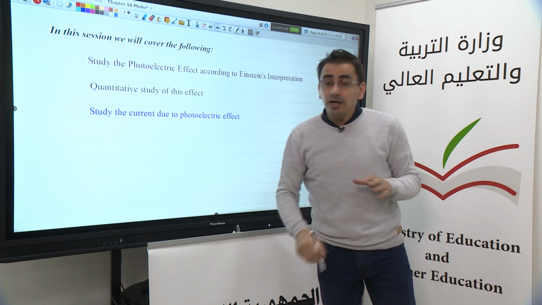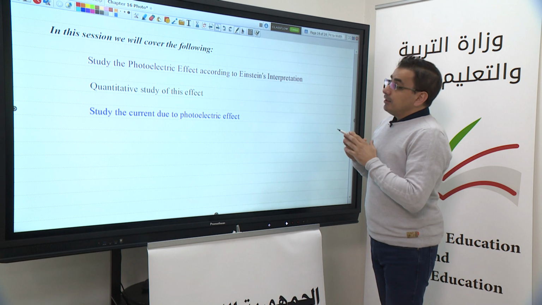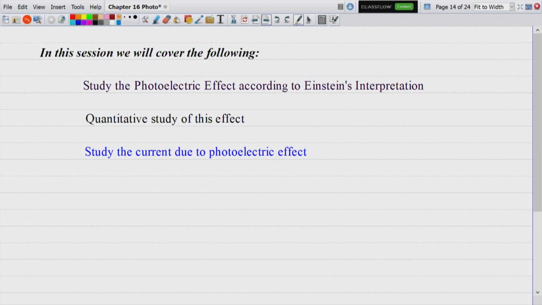So, what are we going to cover in this session? First, we're going to go over the photoelectric effect as interpreted by Albert Einstein, which is required in our curriculum. We'll go over the quantitative study of the photoelectric effect, and we'll do some calculations regarding the photons, the light that we use, and everything else. And we're going to have a look at the electric current produced by the photoelectric effect.